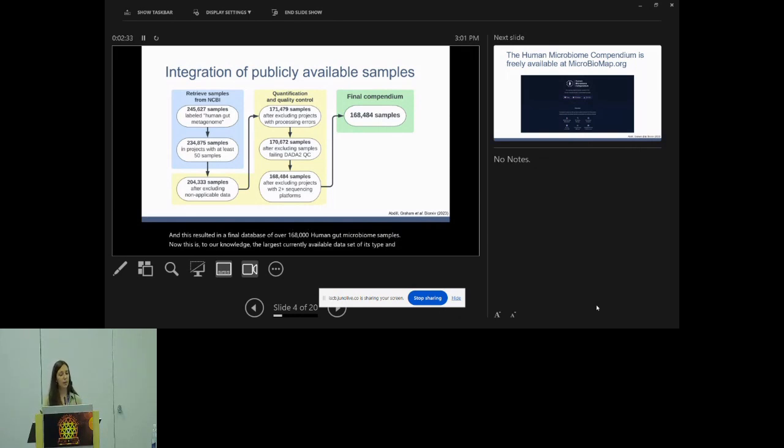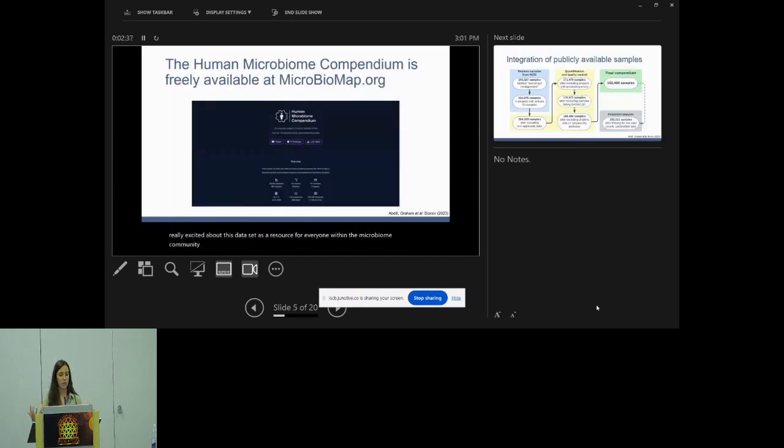And we're really excited about this data set as a resource for everyone within the microbiome community, and not just us. So to that end, the Human Microbiome Compendium, as we refer to this data set, is already freely available at our website at microbiomemap.org. And you can also load the data through our R package of the same name. Now, because we wanted this to be a resource for everyone, we wanted to make sure the data set had as little of our fingerprint on it as possible. So we were pretty lenient when filtering samples to create this data set.